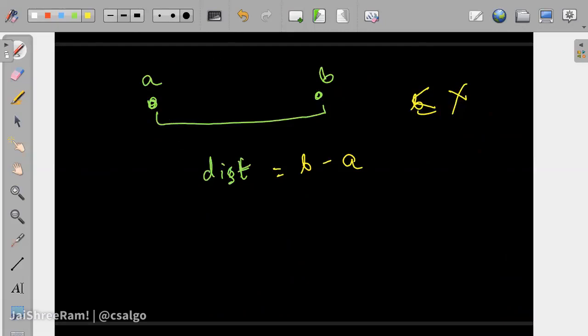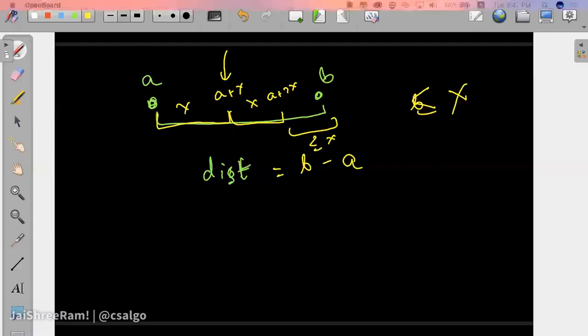So how many points do I need to insert in this gap? I will put 1 at a plus x. I will put the next at a plus 2x, so that all these gaps are at most x, right? And as soon as this becomes less than equal to x, I stop, right? This makes sense, because how many points do I need to insert between a and b to make the gap between consecutive points less than equal to x? That's something we are trying to find out right now. So how do I find this particular number? Can somebody try to find this out? What would be the value of this particular number?